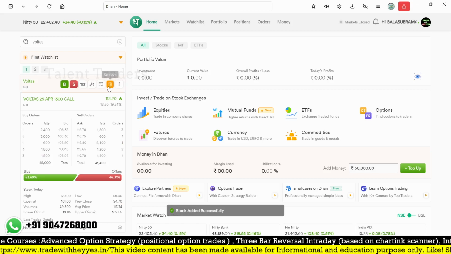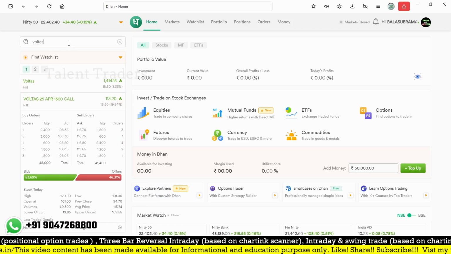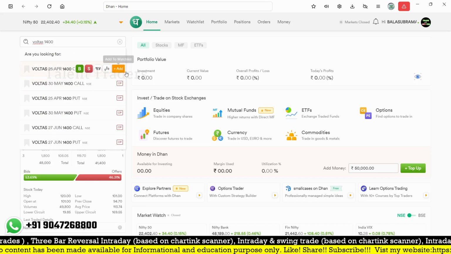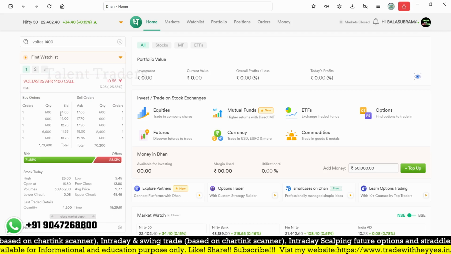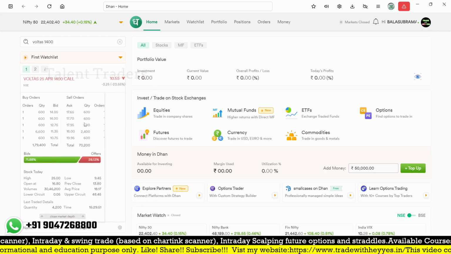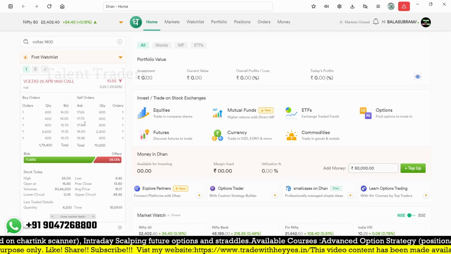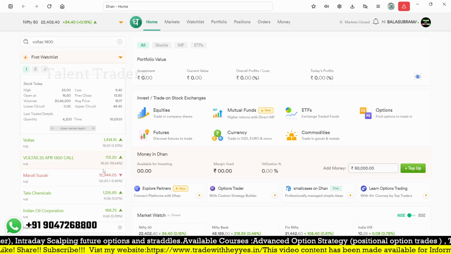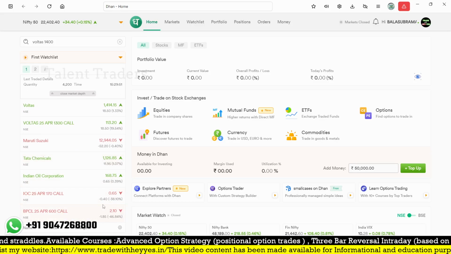Voltas closing price is 1414, near about 1400. So if I'm just looking at a 1400 call option, you can see 10 rupees is the current price. You can see the buyer and seller gap, maybe due to a liquidity issue nearby closing or expiry week. But mostly on normal days, if you are checking the liquidity, you can easily find out with the buyer sellers gap.